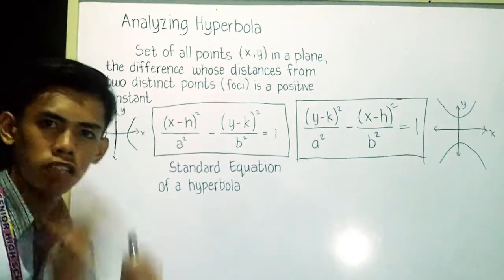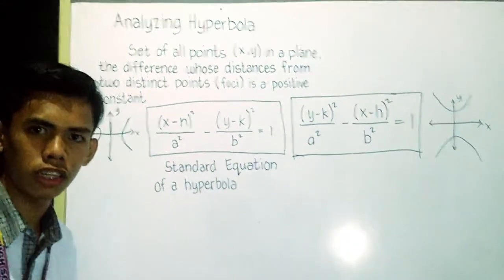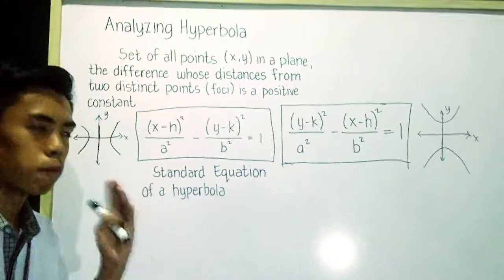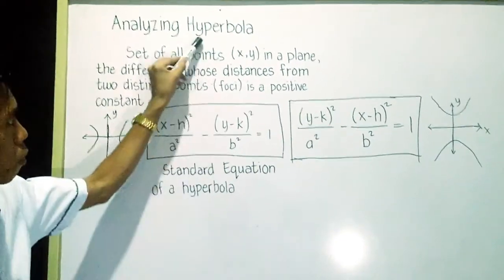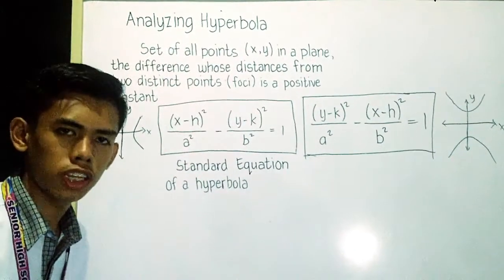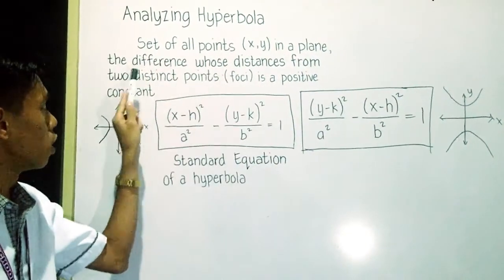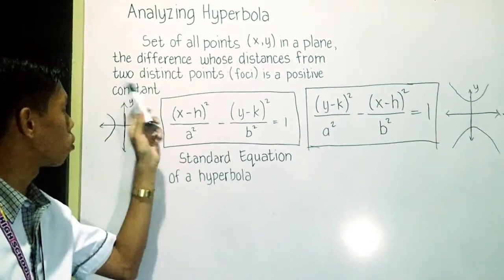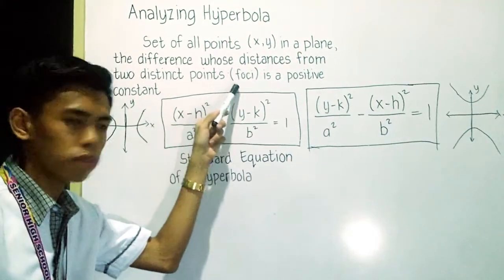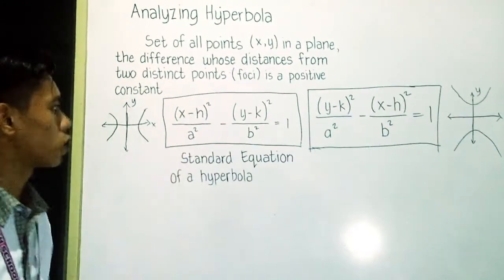Hey guys, today I'm gonna teach you one of the conic sections in analytic geometry in PreCalculus, and that is hyperbola. By the definition, a hyperbola is a set of all points in a plane where the difference of distances from two distinct points called foci is a positive constant.